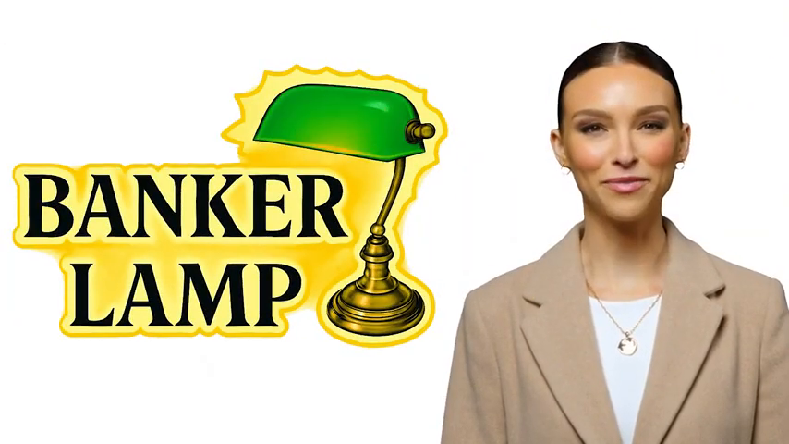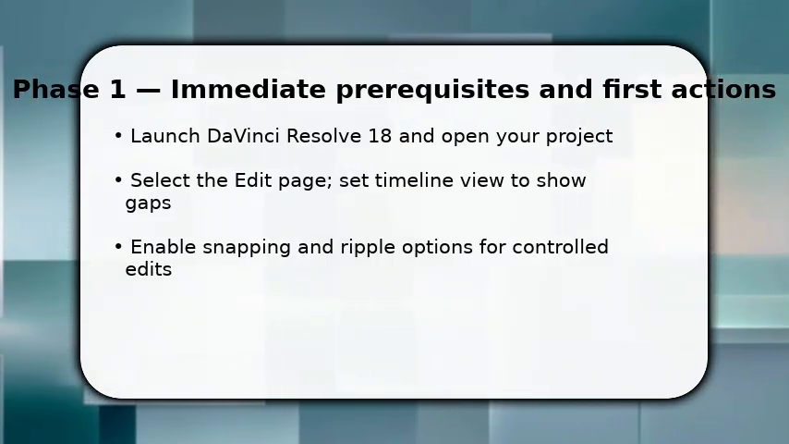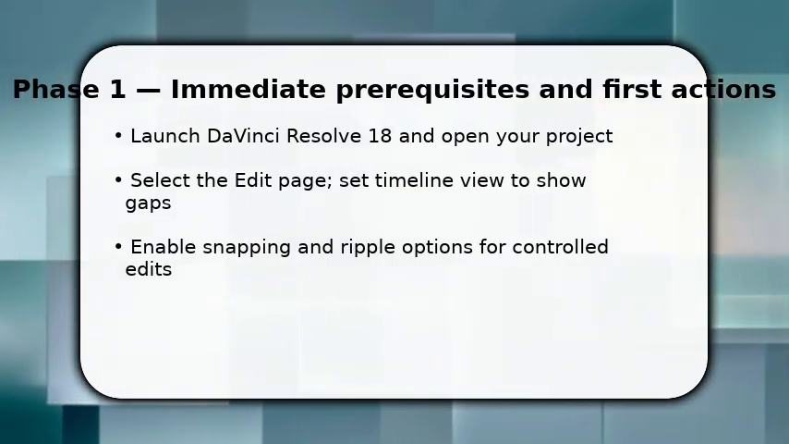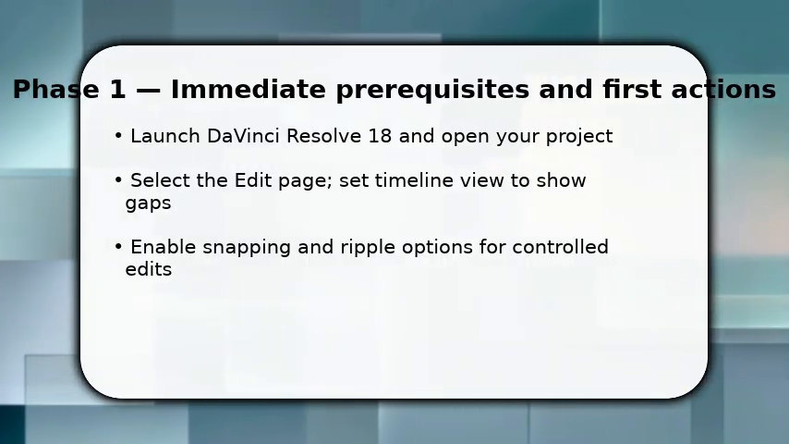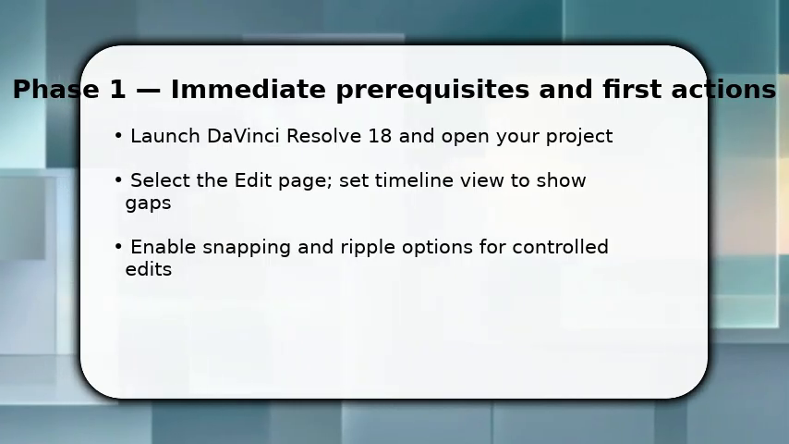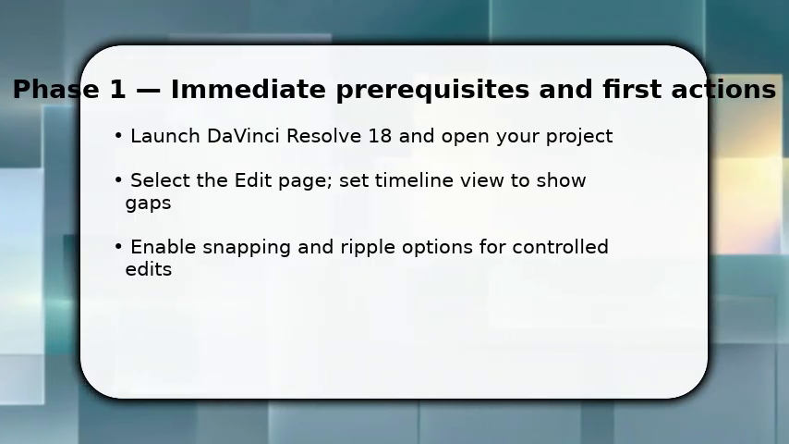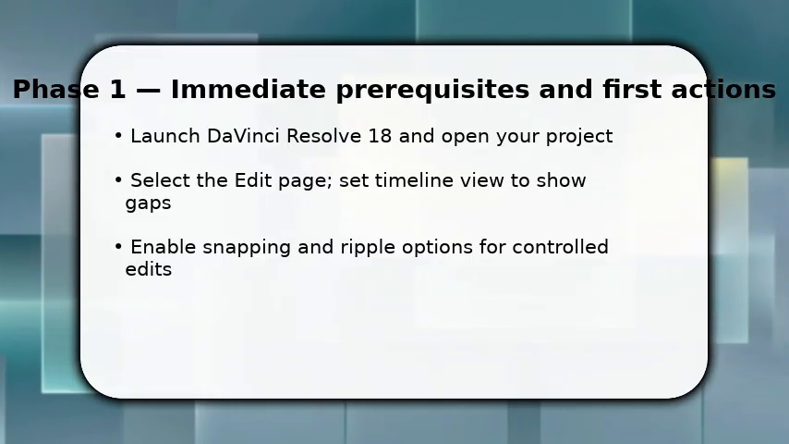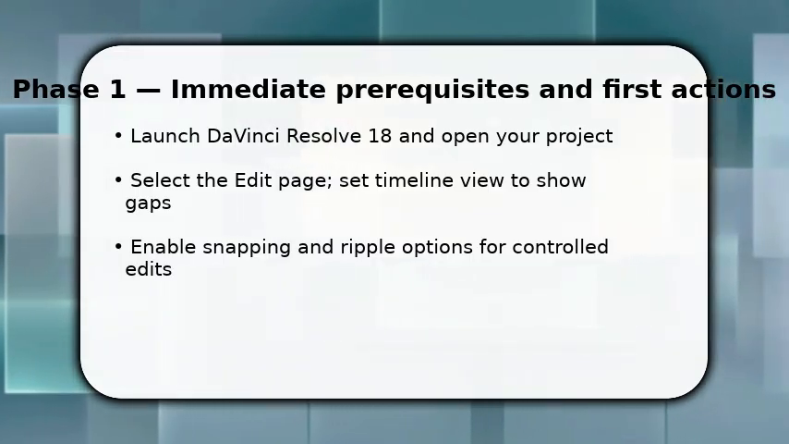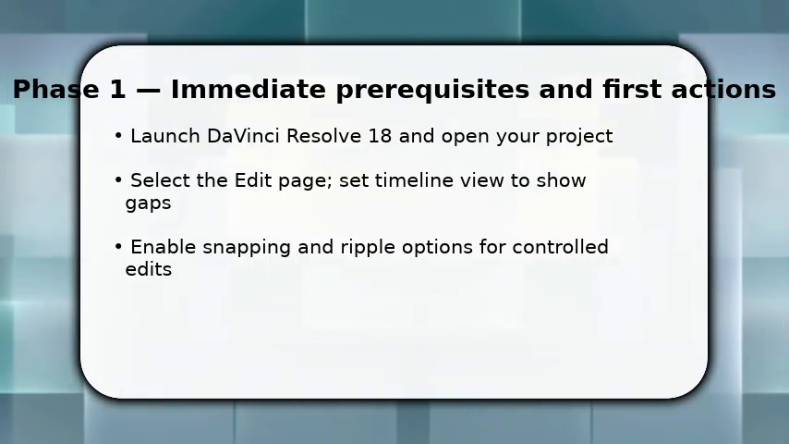Please enjoy the video. You start by opening your project on the Edit page so you can act immediately. Once done, set the timeline to display gaps and enable snapping. This helps you see empty space and align clips precisely. Make sure ripple is off unless you want automatic shifts. Zoom in on the edit point to work frame accurately. Zooming reduces accidental trims. You're preparing the canvas so the next steps remove gaps without moving other clips unintentionally.